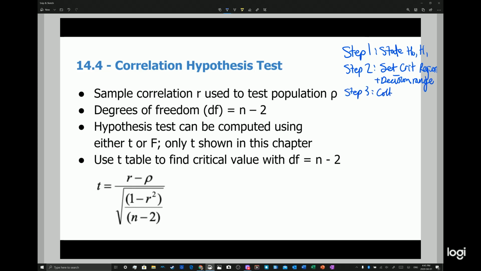Step 3, collect data and get test statistic from your observed data. Step 4, make your decision. And step 5, which is to interpret that decision.